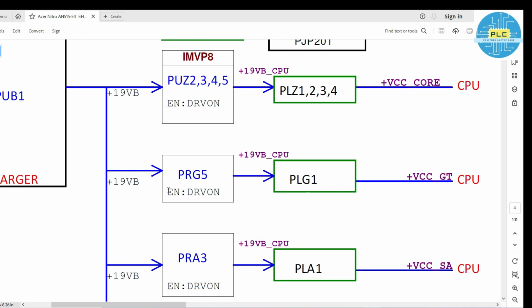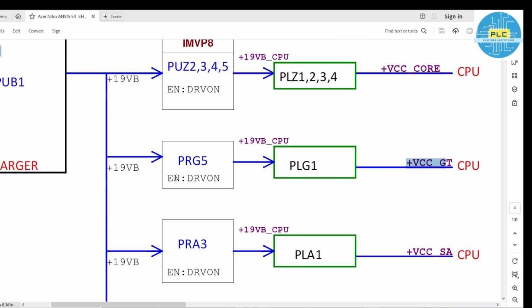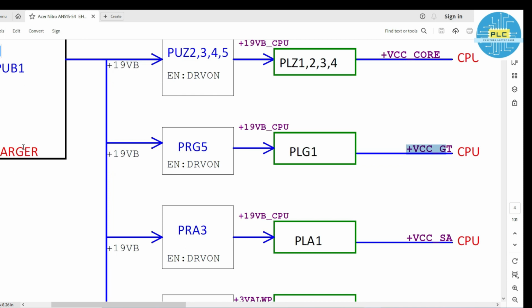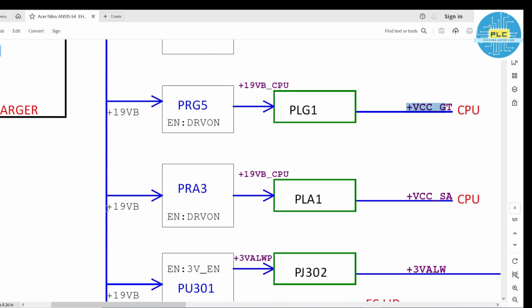This is an enabling signal. Enable signal in the sense that once this signal comes, then only this circuit will complete and give the appropriate result as plus VCC GT. Understood my point? 19 volts VB is given to this circuit. This circuit, using this enable signal, produces PLG1. PLG1 is plus VCC GT.